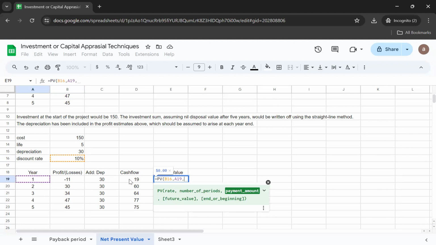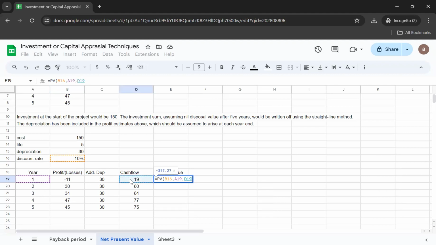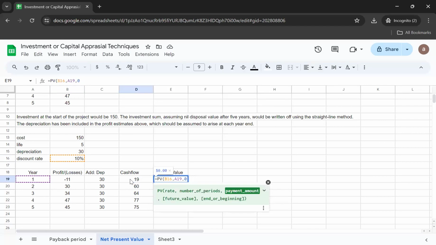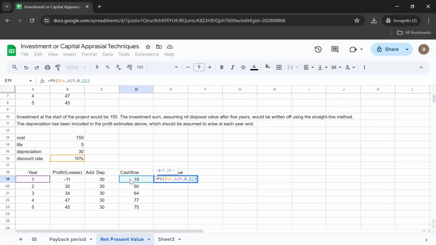Payment amount, which is 19. No, actually, payment amount in this case would be 0, because this payment actually refers to the actual payment every year. And then cash flow is 19, future cash flow, future value, and end or beginning. So I will say 0 for end. If you want to do beginning, it's 1. But there's a difference between end or beginning. Again, you might have to go to another video where I have explained time value of money, along with how to calculate present value and future value using Excel.